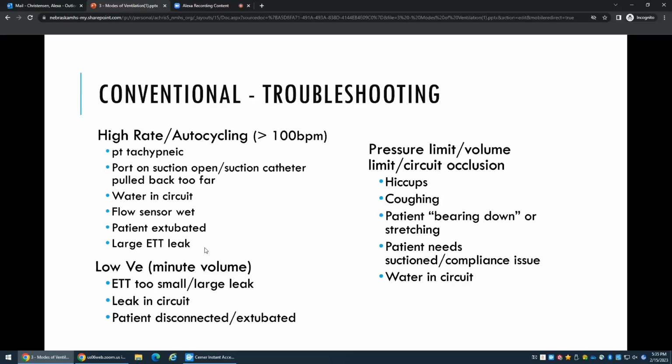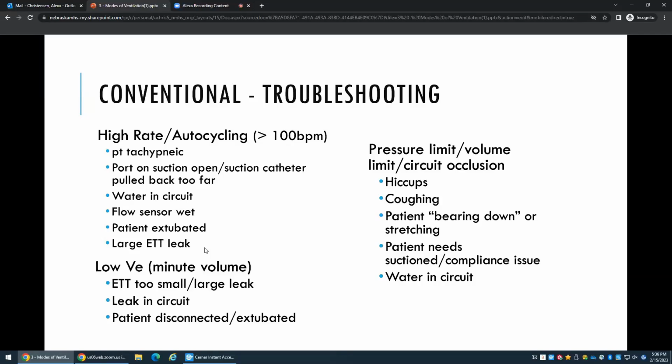On the opposite, we have pressure limit, volume limit, circuit occlusion. This is where we are hitting that endpoint too quickly, or the pressure in the lungs is all of a sudden really increased or really high. So this is like a high pressure or an occlusion kind of alarm. What causes this? The patient's hiccuping, coughing. How our babies kind of bear down and hold their breath when they stretch.